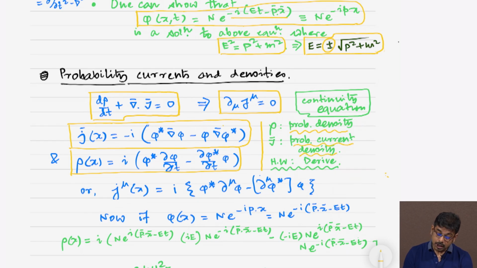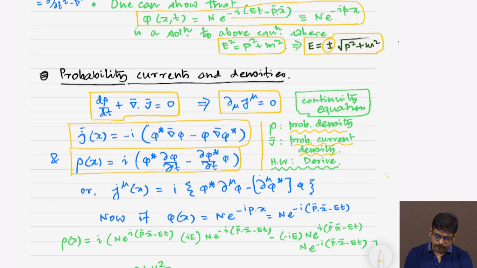Now, I am not going to derive this equation right here, but you need to do it as a homework exercise. Start from the Klein-Gordon equation and try to find the continuity equation, where you can find the expressions of ρ and j as expressed here.